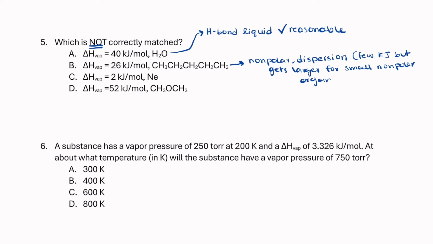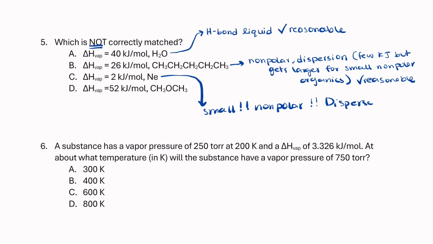C says the delta H of vaporization is equal to 2 kilojoules per mole for neon. Neon is a very small nonpolar atom with extremely weak dispersion forces. So enthalpies of vaporization around 1 to a few kilojoules per mole are expected for noble gases, so this is reasonable. D is our final answer choice that we have left.